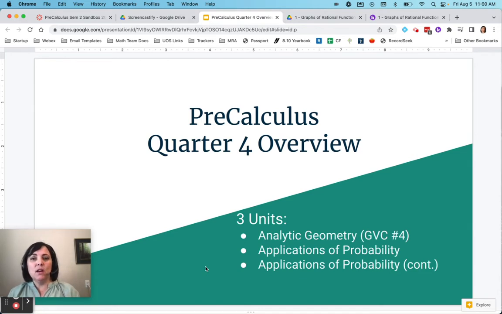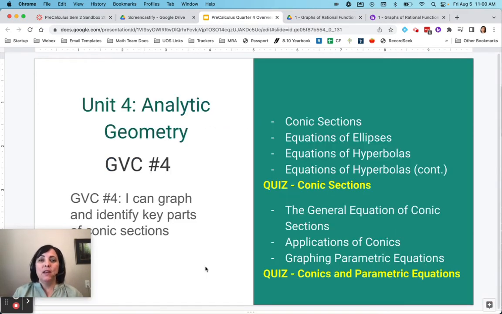So this quarter has 3 units. First is Analytic Geometry, which is our GBC unit for this quarter, the last big thing that you need to know. And then we're going to do 2 units on probability and applications of probability. So the first one is Analytic Geometry, and you'll be able to graph and identify key parts of conic sections.